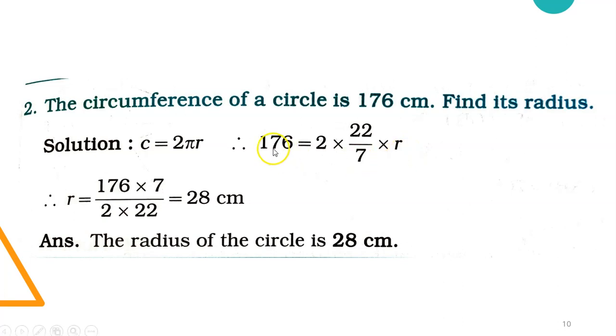Now when I cross multiply, this 7 goes over here. So I get 176 into 7 upon these two values come in the denominator. So 2 multiplied by 22. When I solve this further, I get the answer as 28 centimeters. This is the radius of the circle. So the final statement will be the radius of the circle is 28 centimeters. Once again, I'm reminding you students, do not forget to mention units along with the answer.